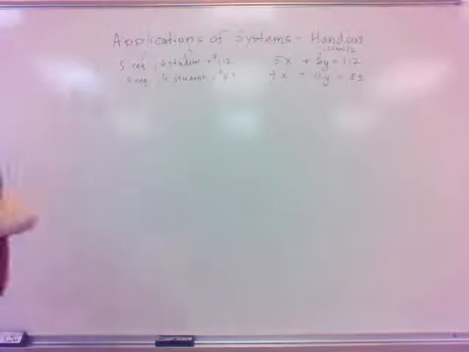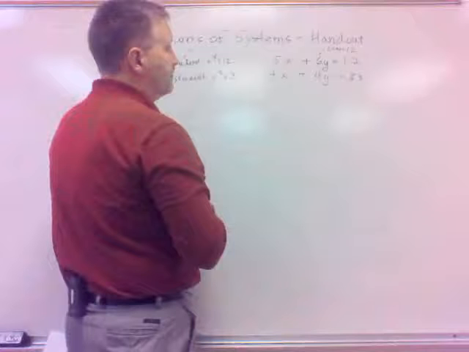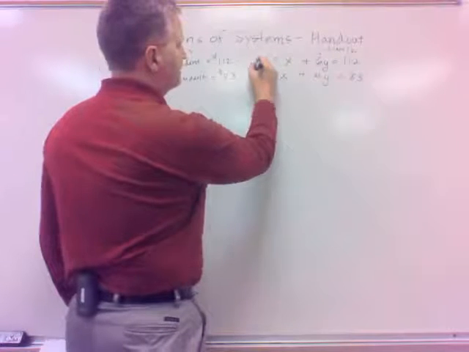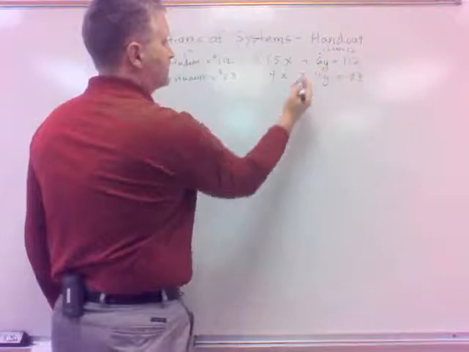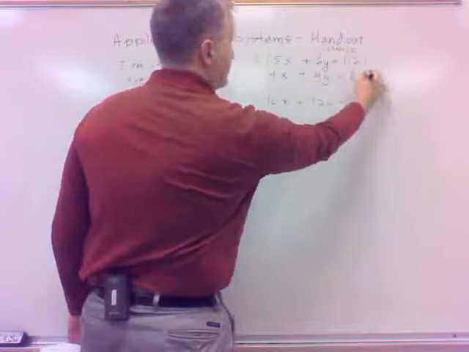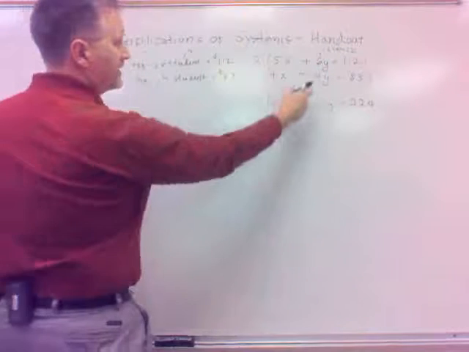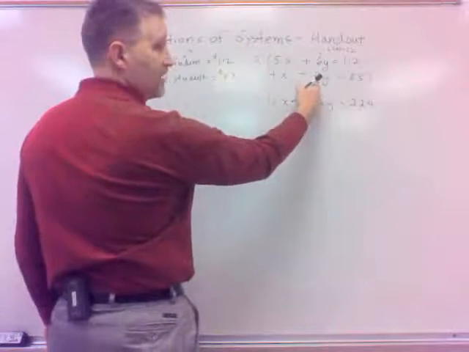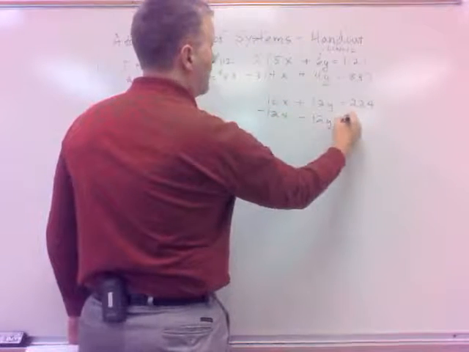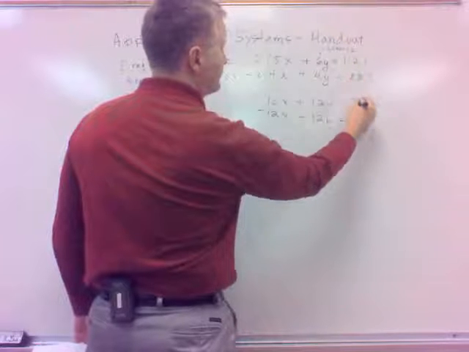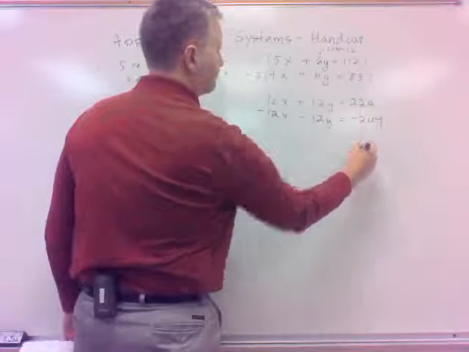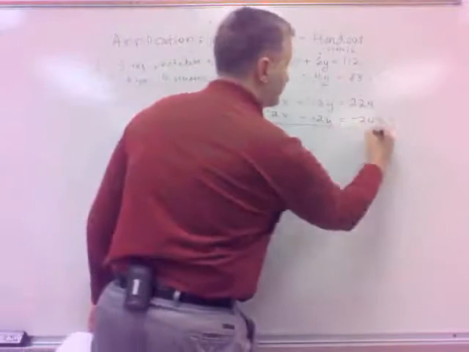So I'm going to make one be 12, the other negative 12, so that would mean multiply the top by 2. That would give me 12y, so it would be 10x plus 12y equals 224. And then what about the bottom? Bottom I need to be 12, but it needs to be negative 12, so multiply by, how about a negative 3? So it would be negative 12x minus 12y equals negative 3 times 83. Is that negative 249? Does that sound right? Is that okay?